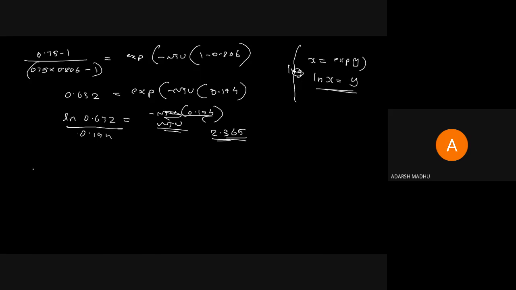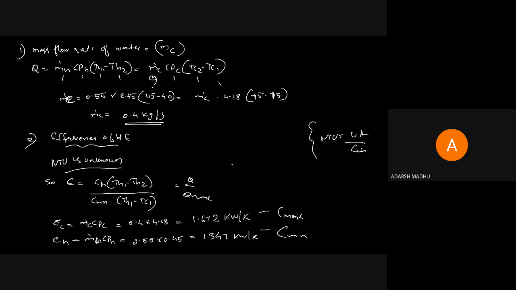After finding the value of NTU, we can find the value of area. Area equal to NTU into C minimum divided by U. U is given, NTU is 2.365, or 2.3 if the value you read from the graph is 2.3, you can write 2.3. So 2.3 into C minimum. C minimum value is in kilowatt.